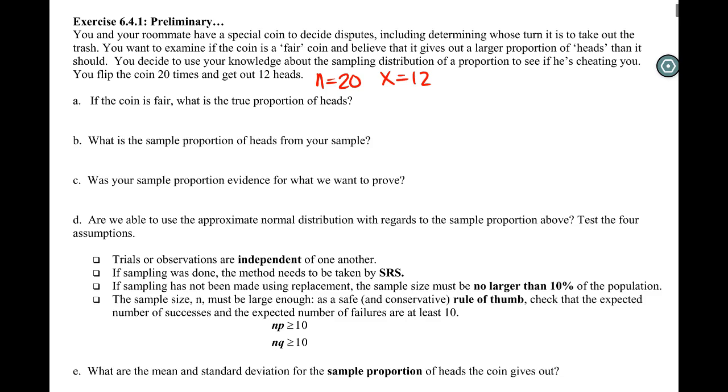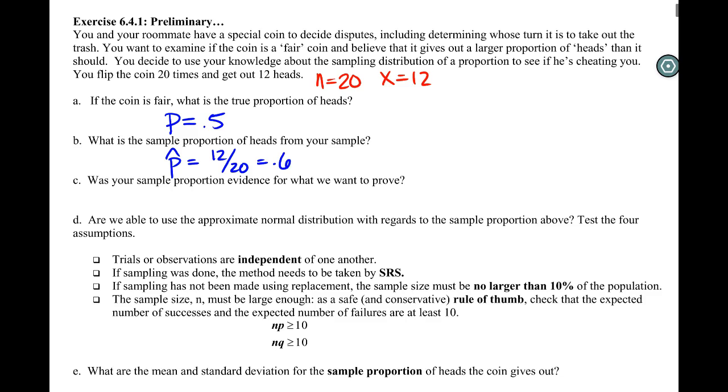So if the coin is fair, what do we expect the true proportion of heads to be? Well, if it was a fair coin, it'd be 50% heads. What did we get as our sample proportion? Well, 12 over 20 is 60%, right? Here, I'll even write 12 over 20 because someone will be like, where did you get that?